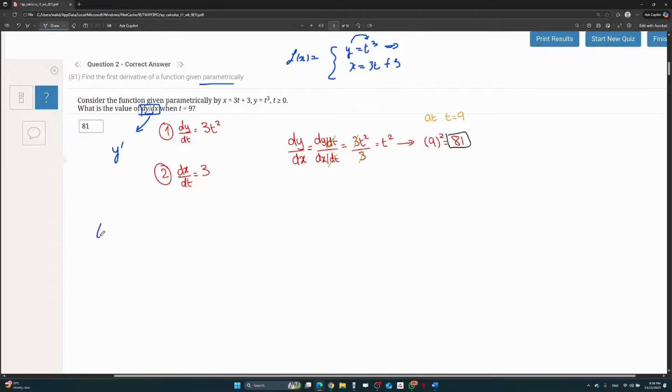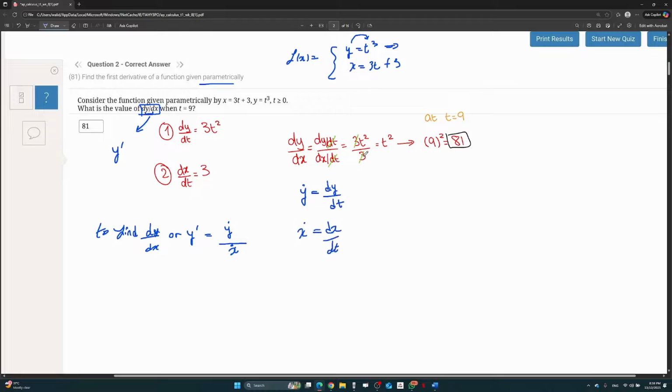To find dy by dx, or in my words, I always say y prime. Y prime is equal to simply y dot over x dot. What's y dot? What's x dot? Y dot is the derivative with respect to t, and x dot is the derivative with respect to t.